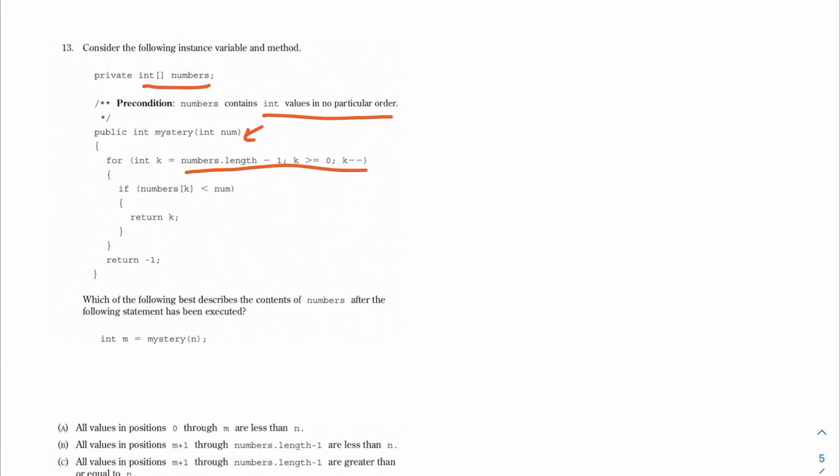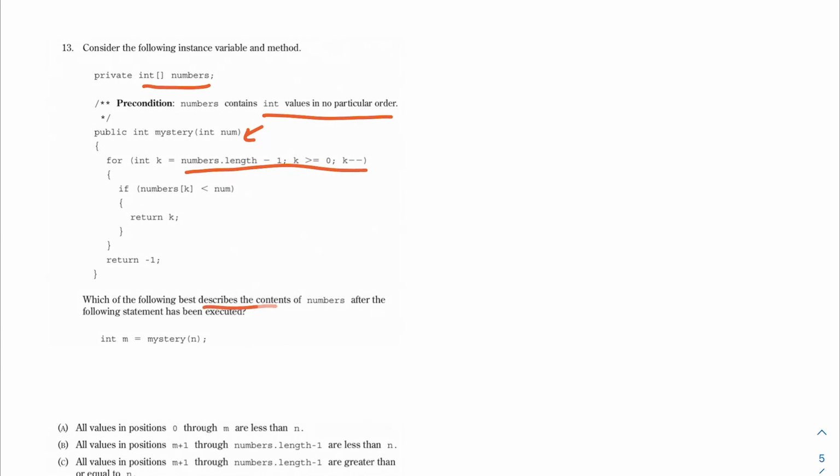It says, which of the following best describes the contents of numbers after the following statement has been executed? And the statement is int m equals mystery of n. I'm not going to lie, I think that this question is worded pretty poorly. When I first read it, I had to think about it for a little bit before I actually understood what it was trying to get at.